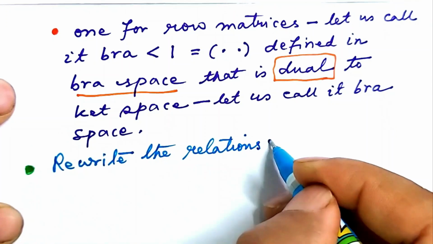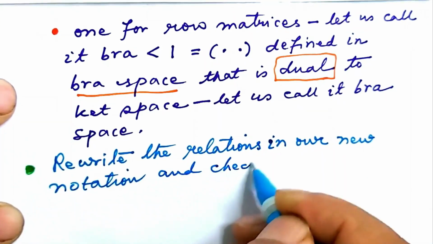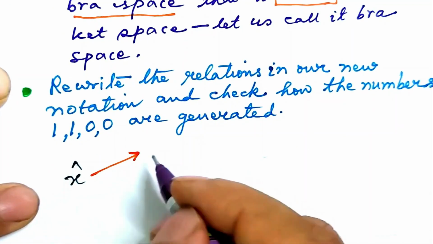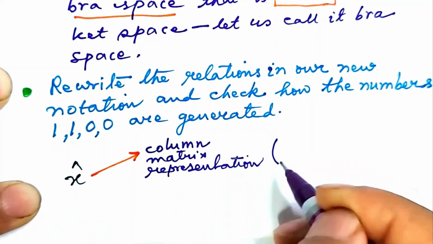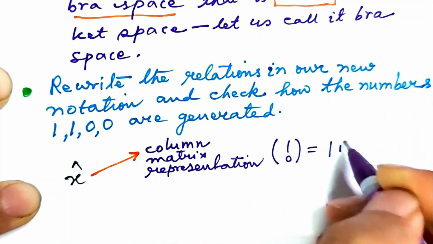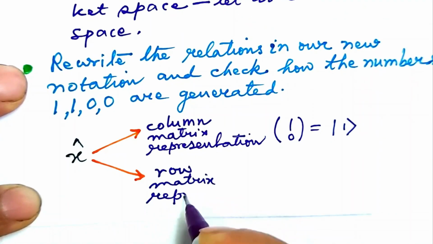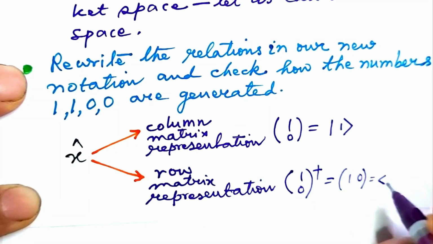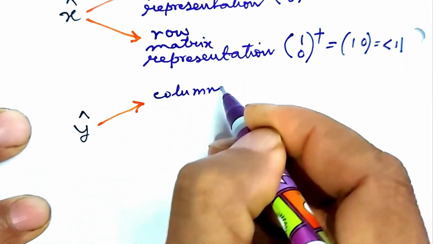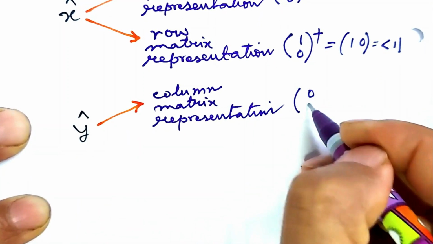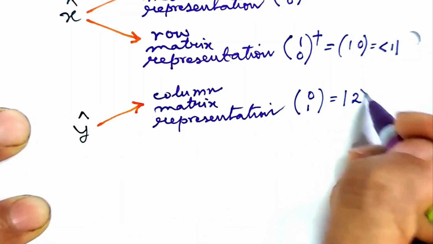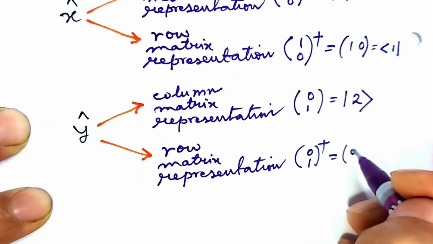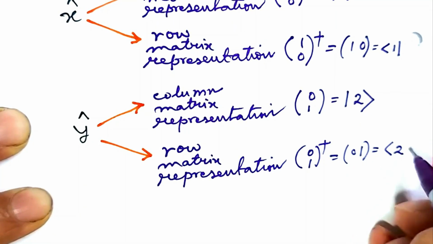We rewrite the relations in our new notation and check how the numbers 1, 1, 0, 0 are generated. X cap in column matrix representation is 1, 0, which is denoted by, say, ket 1. X cap in row matrix representation is 1, 0 dagger, which is 1, 0 and is denoted by bra 1. Y cap in column matrix representation is 0, 1, which is denoted by, say, ket 2. Y cap in row matrix representation is 0, 1 dagger, which is 0, 1 and is denoted by bra 2.